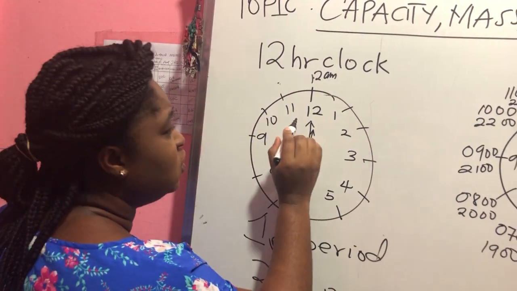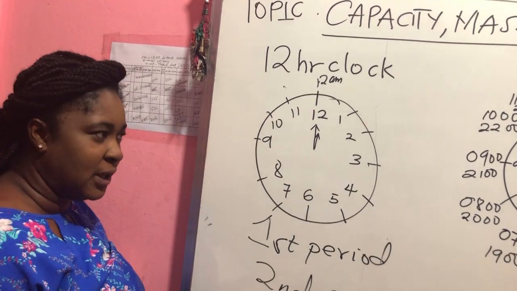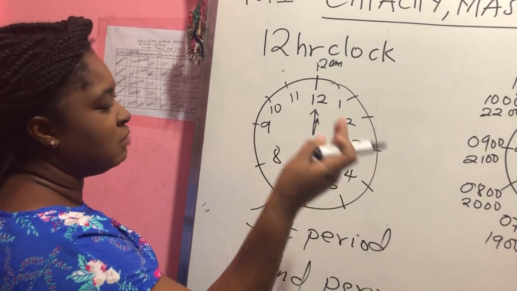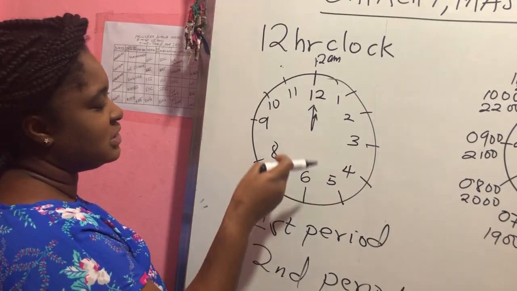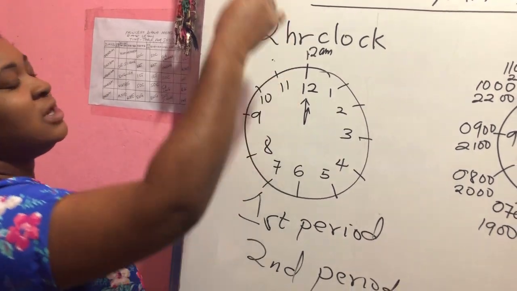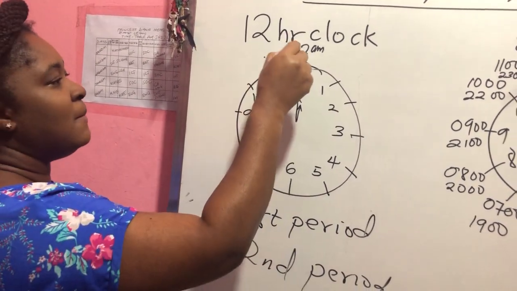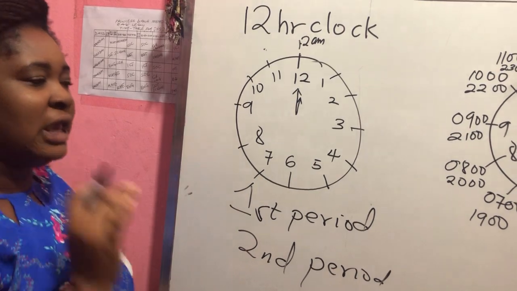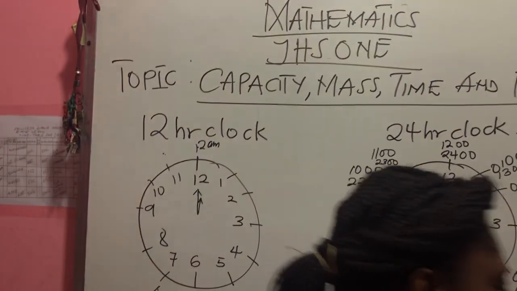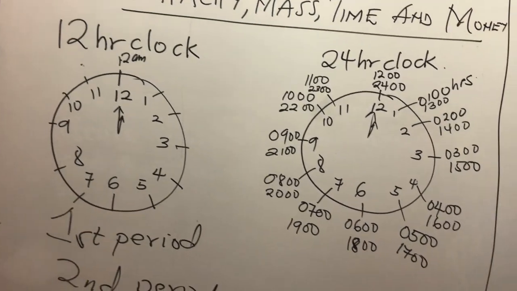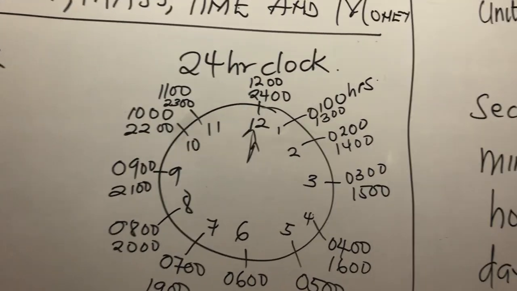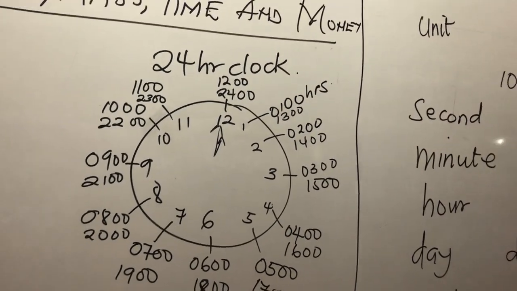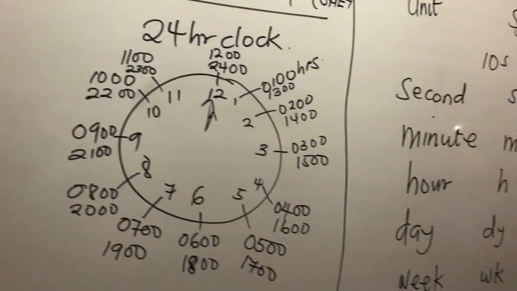So from 12 noon, we are hitting what? 1 p.m., 2 p.m., 3 p.m., 4 p.m., 5 p.m., 6, 7, 8, 9, 10, 11 p.m., till we come back to 12 a.m. So I hope you understand the 12-hour clock, which is very common in Ghana here. Okay, so that's the 12-hour clock for you.